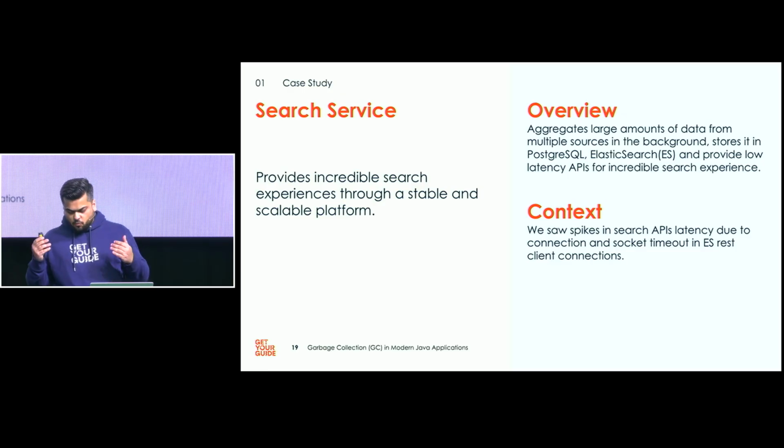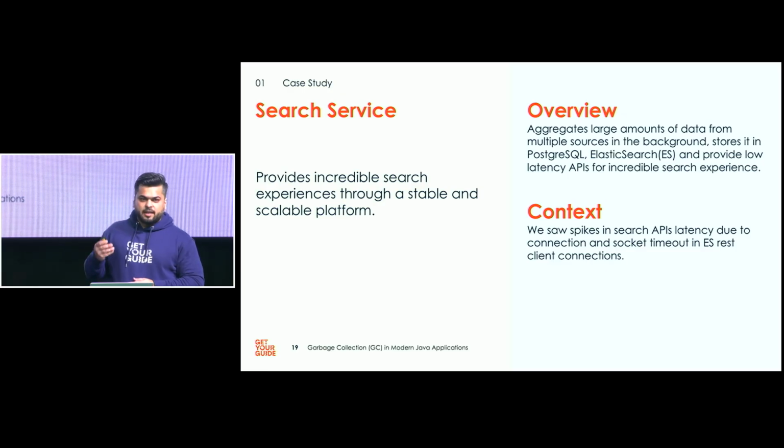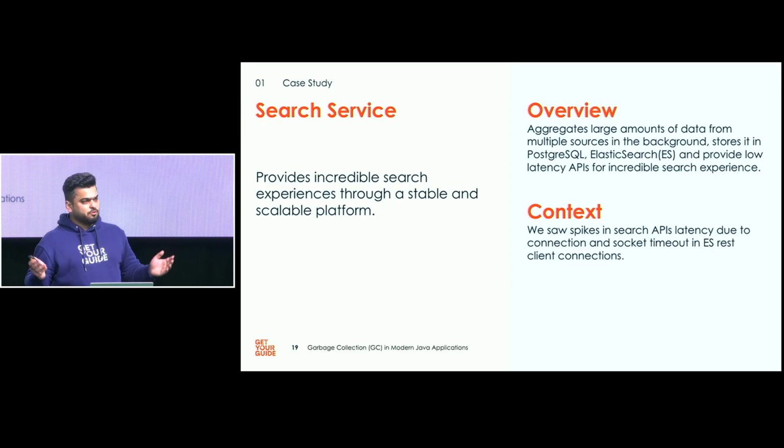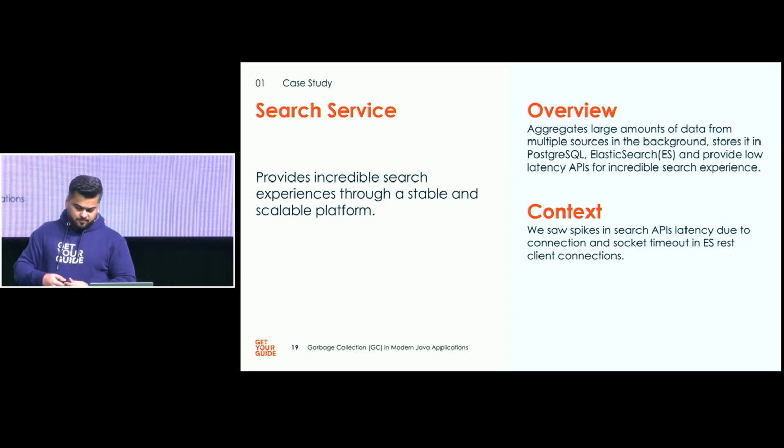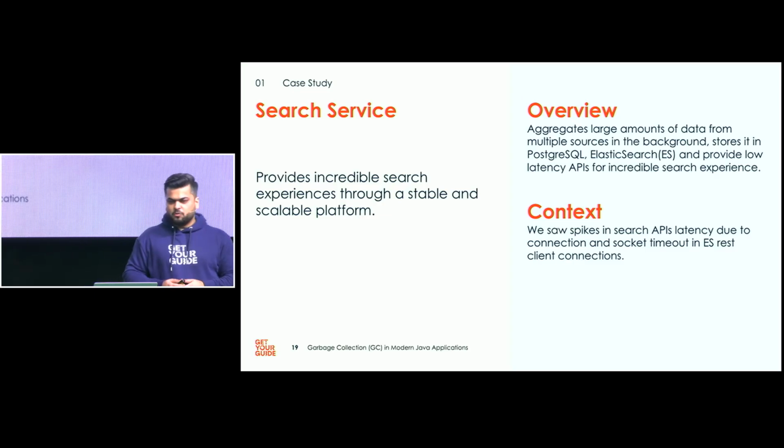And what it does in the background is it aggregates a large amount of data from different sources and then stores them in Postgres and Elasticsearch, and then provides APIs to retrieve that data back. So all good so far. Now let's talk about what went wrong.